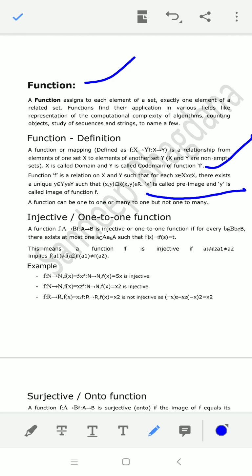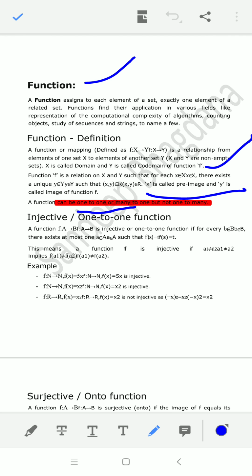A function can be one to one or many to one, but not one to many. Please note that a function can be one to one and many to one, but it cannot be one to many. Note it, it's a very important point. Okay, we have cleared it.